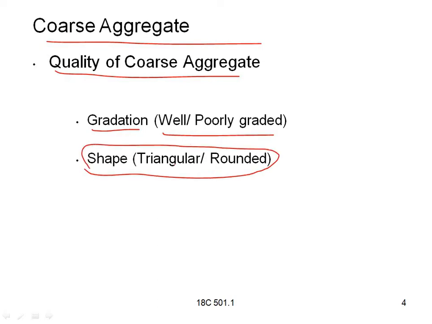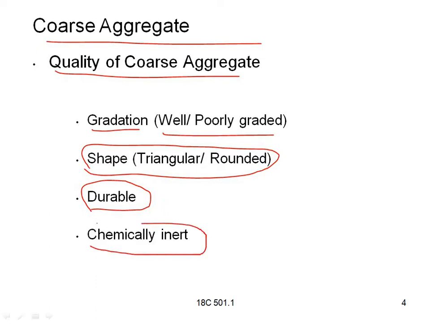The shape of the aggregate should be angular. We will not use rounded shapes moreover, but it should be angular and flaky shaped, so that bonding will be very good in the concrete. And the aggregate should be very durable. Durable means the toughness and strength of the aggregate, okay. And it should be chemically inert. The aggregate should not be spoiled by chemicals, so it should be able to bear the chemicals also.